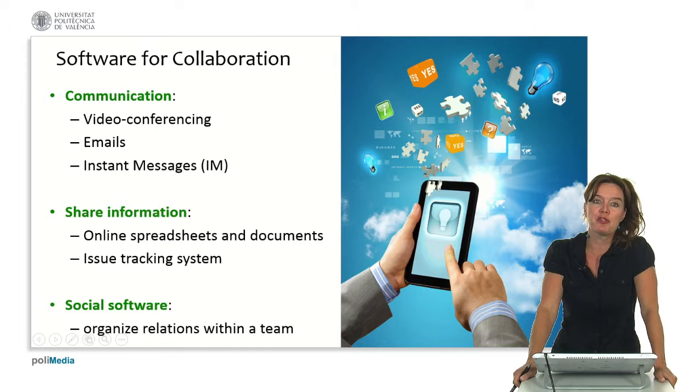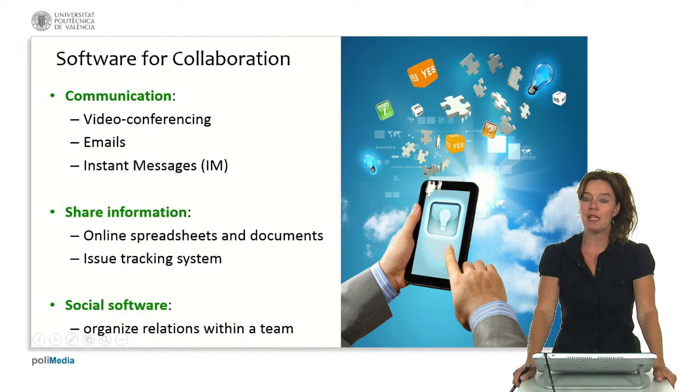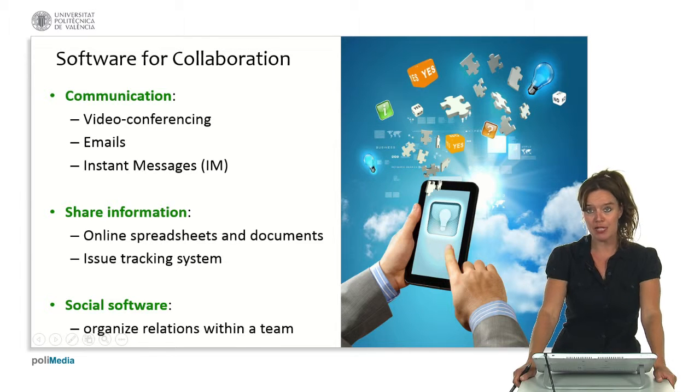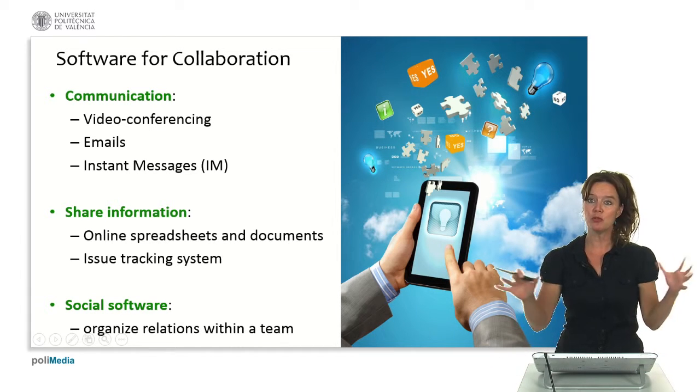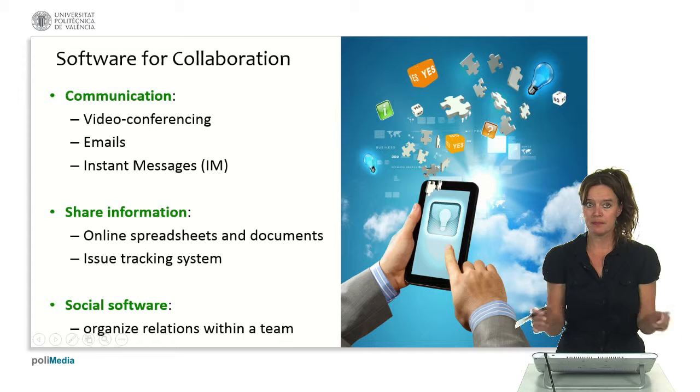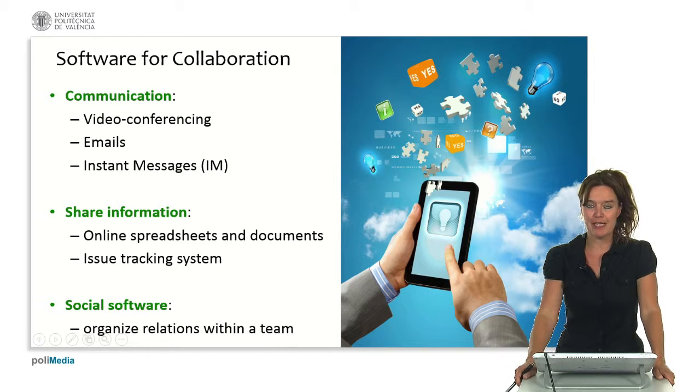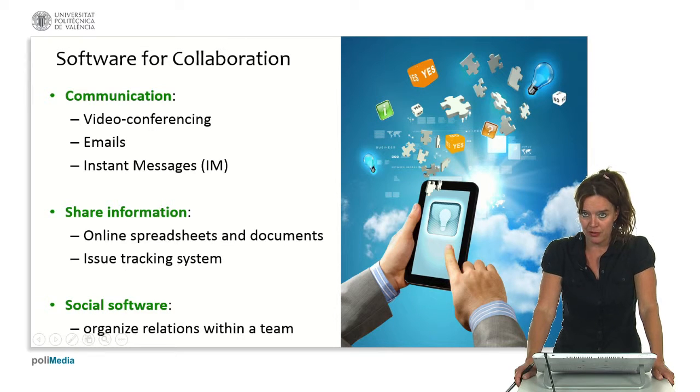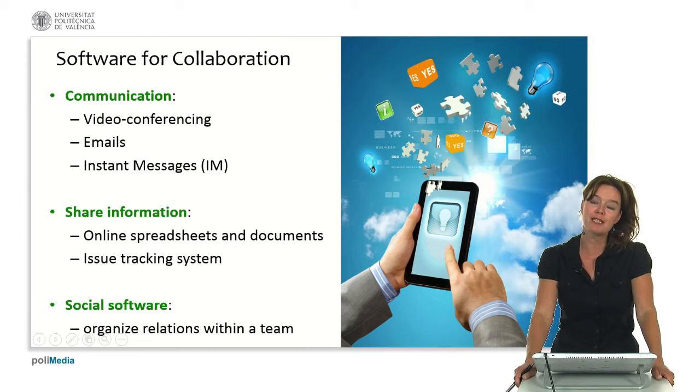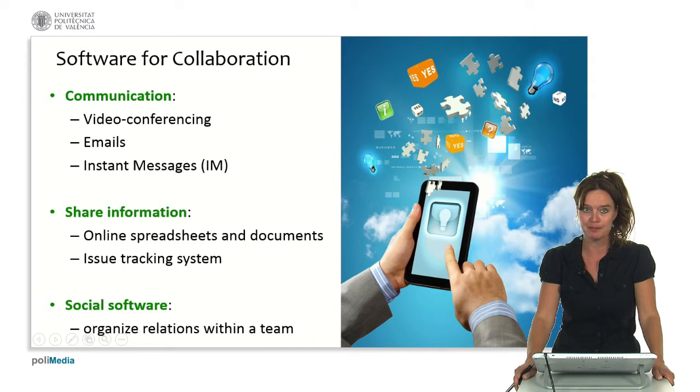There's also software for sharing information. Online spreadsheets and documents, for example on Google Drive, we can share and edit together online. We can use issue tracking systems that can help us track the issues, the problems that have occurred during the execution of the project, or any risks that we have seen that have occurred. We can put them in these systems and track them, such that everybody knows what's going on.